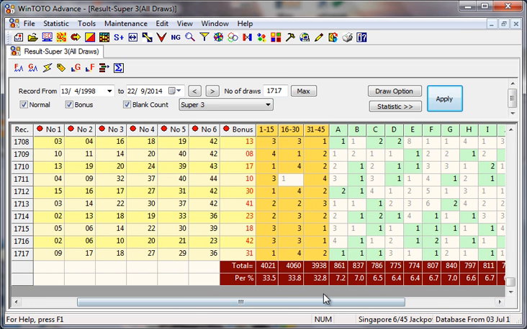Now, when we come to Super Tree, allow me to go a little bit slower because a lot of people have given feedback to me that they have difficulties in understanding the total games. So I'd like to take this opportunity to do my utmost best to assist you to the best I could. First and foremost, currently Singapore Toto is only 45 numbers.